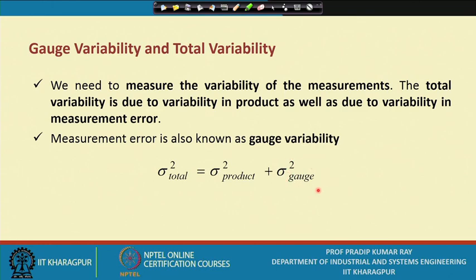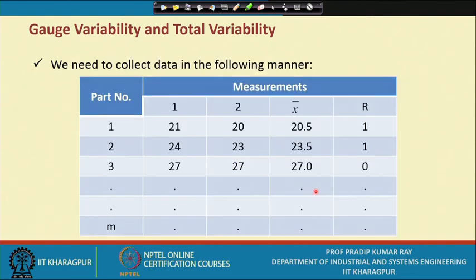So measurement error. The gauge variability is also known as the measurement error. Now here is an example. Let me make this concept very clear to you.